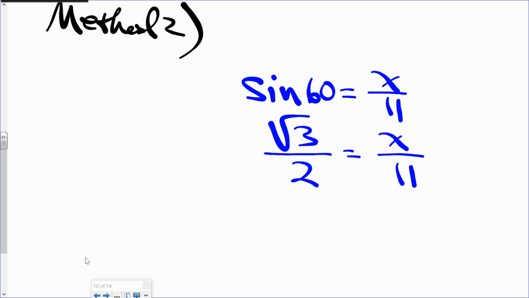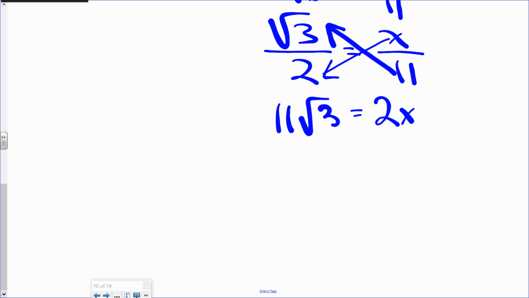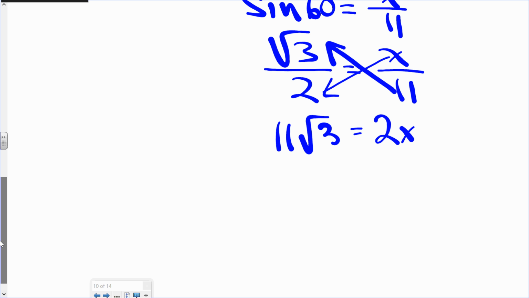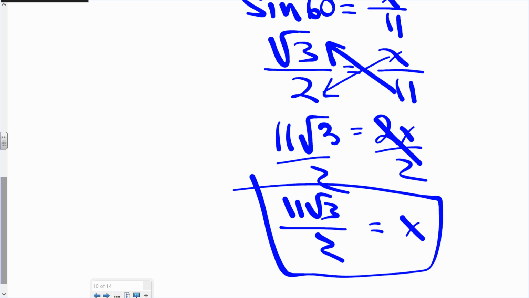And now junior high school. A fraction equal to another fraction: cross multiply and solve for x. Let's see. 11 times rad 3 is going to be 11 rad 3. So I'm multiplying here. And then x times 2 is 2x. This is too easy. Let's get x alone. Divide by 2. Approximately 9.5, but exactly, it'll be 11 rad 3 over 2, if I want the exact answer. See, method 2 gives us the exact answer. That's the beauty of it.